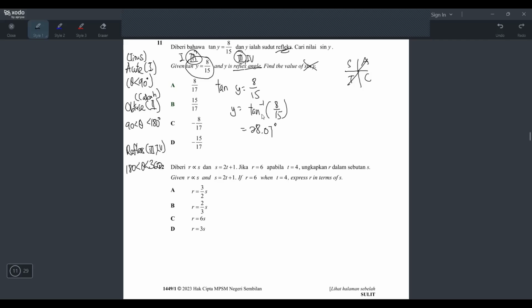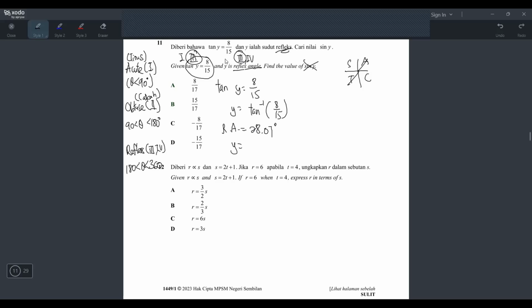I mentioned many times already, even in my class and in my video. You cannot write y here. This is not the answer. This is what we call the reference angle, the RA. Then how to get your real angle, how to get your y? You have to convert to the quadrant you want. So for this case, it's quadrant 3.